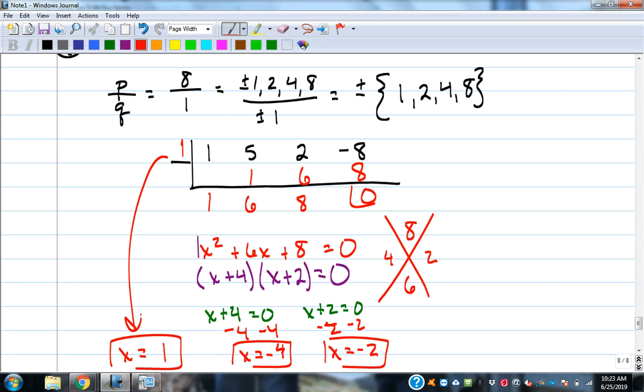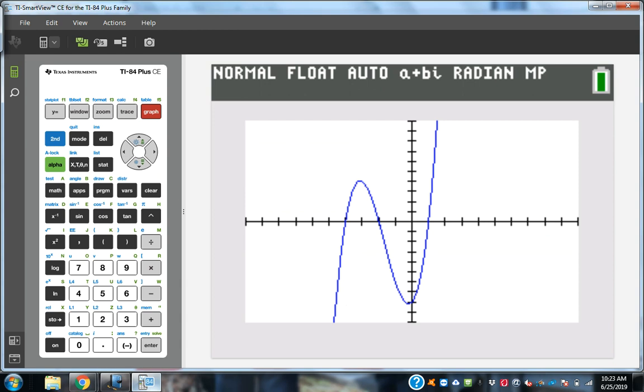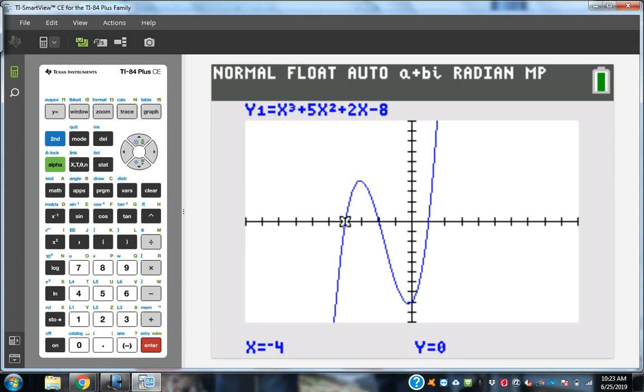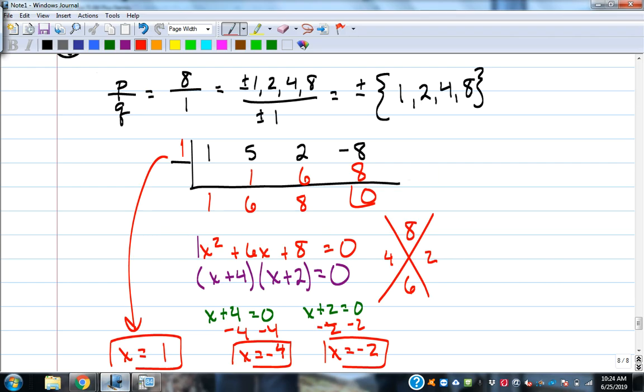I can go back and verify those with the graph. I just trace -4, trace -2, and that's the ones that we saw when we graphed that. Okay, so with the graph, if you hit trace -4, you should be getting a 0 back for y. -2 is the same thing. Okay. So the graph directly relating to the polynomial is key to this. All right.